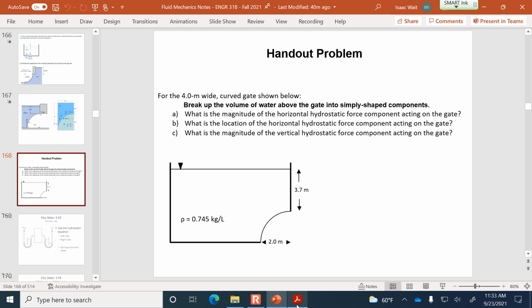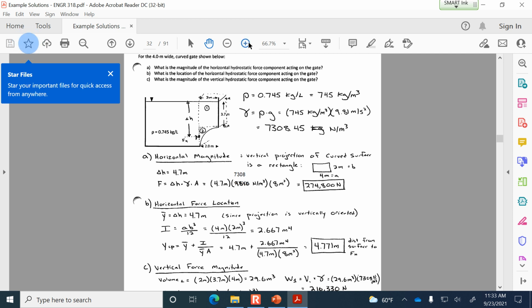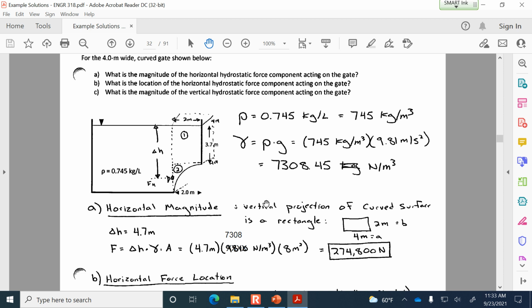So our challenge for part A, where we're finding the horizontal magnitude, is to take into account the vertical projection of the curved surface. Here you can see that I've designated the height of 2 meters as component B that later on we're going to use in the area moment of inertia formula, and then the width of the gate, 4 meters, is A. Now also up here at the top, I've taken into consideration the given density of this liquid.